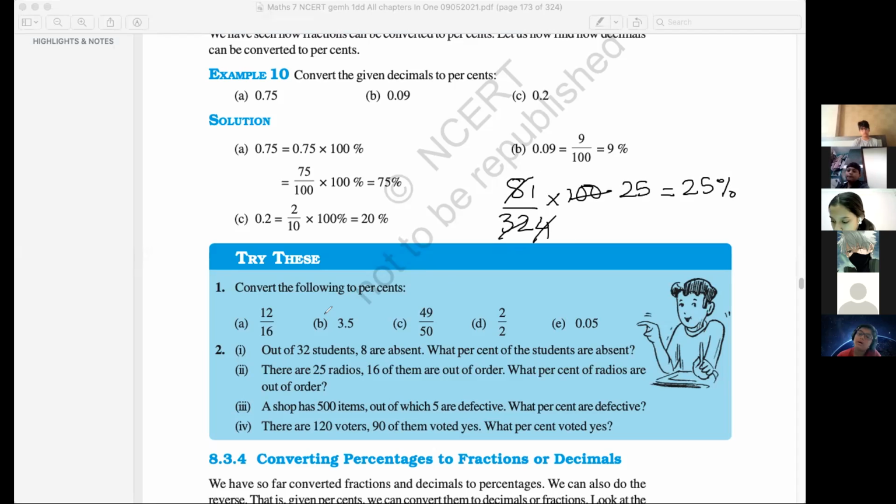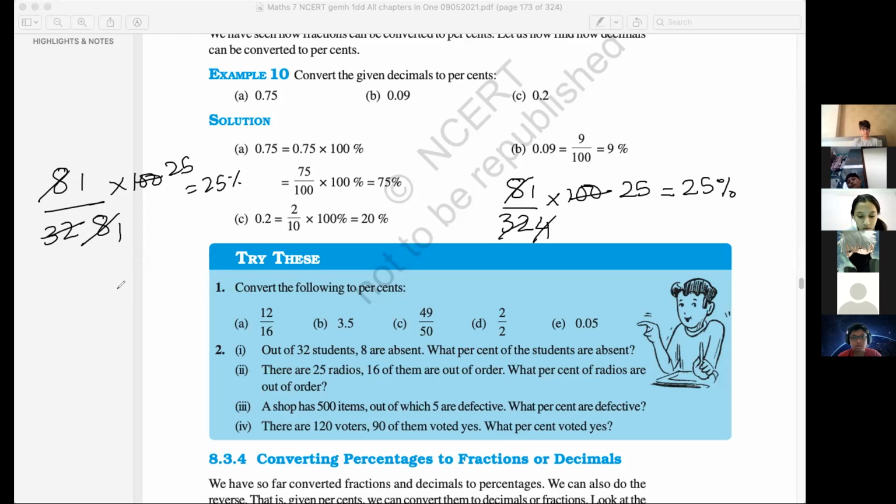I was getting a different answer. I did not cancel that 4. Anyway, you can do it any way. Last time I cancelled like this: 4 eights are 32, 4 twenty-fives are 100. So again, any way you do, you will get the 25% answer. Okay.